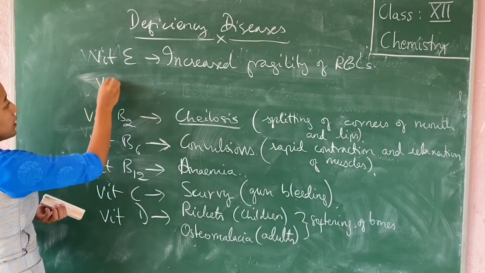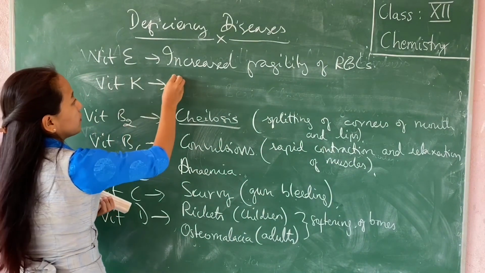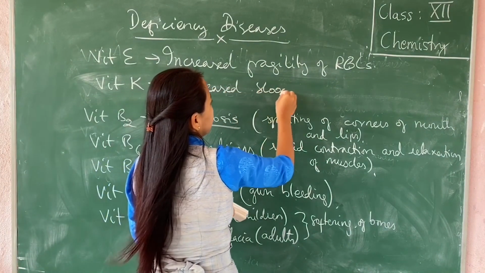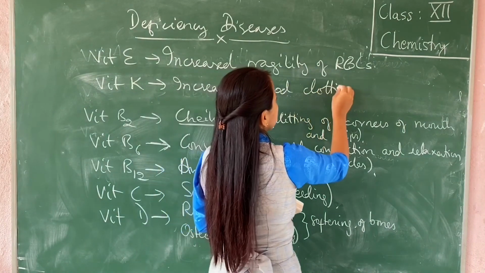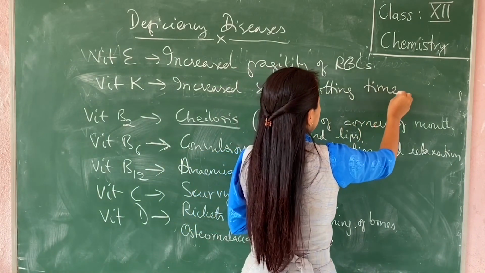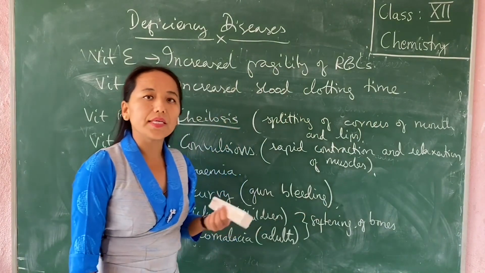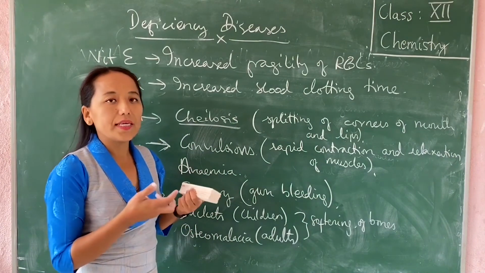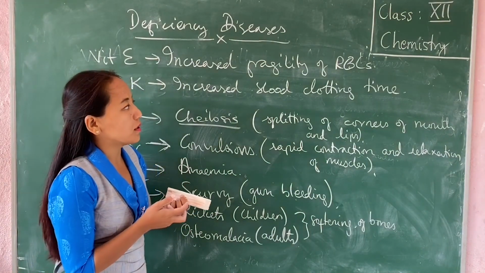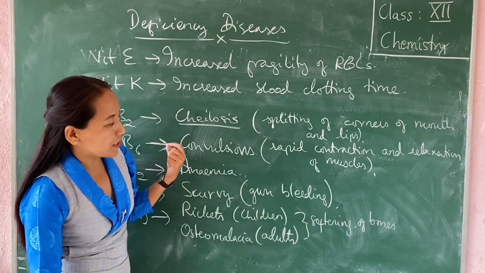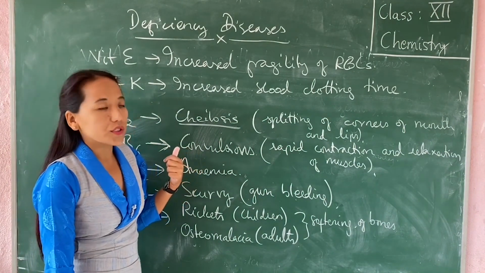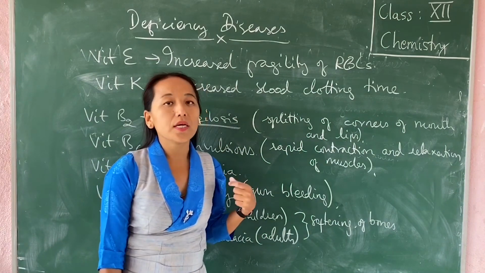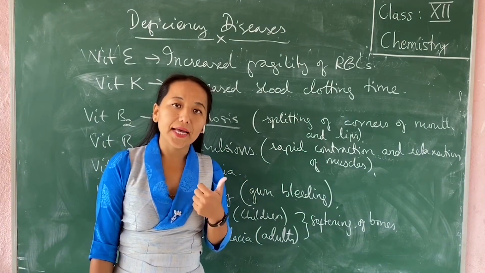And the last one is vitamin K. It causes increased blood clotting time. That is, a person with deficiency in vitamin K loses more blood because vitamin K is important for the clotting of blood to occur. So this is about the deficiency diseases of these vitamins. You are supposed to remember the classification of vitamins and deficiency diseases of these vitamins. So with this, we are done with proteins and vitamins.